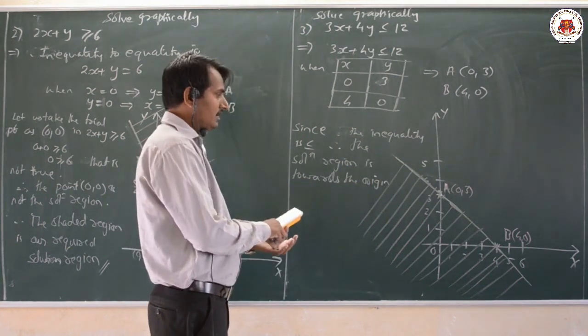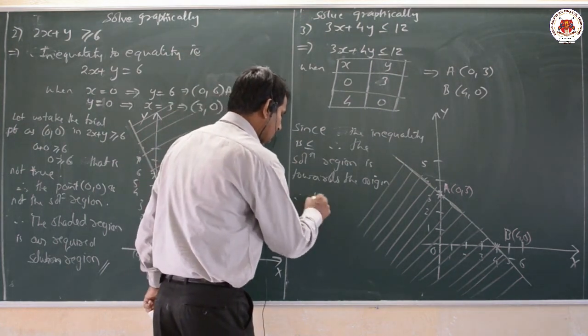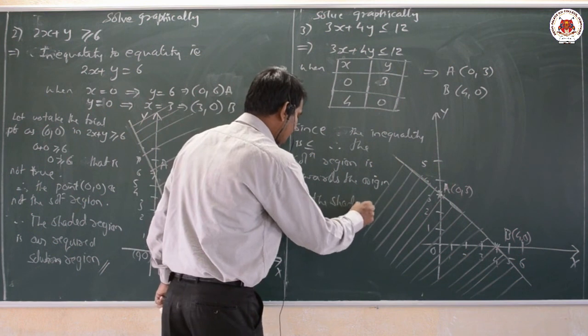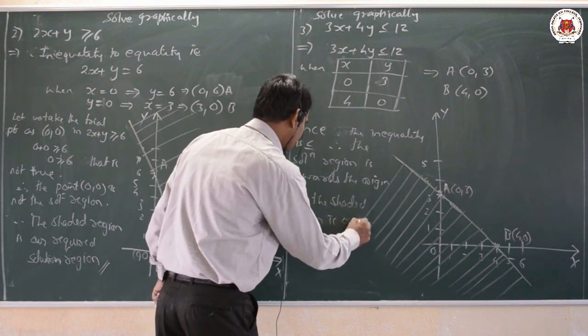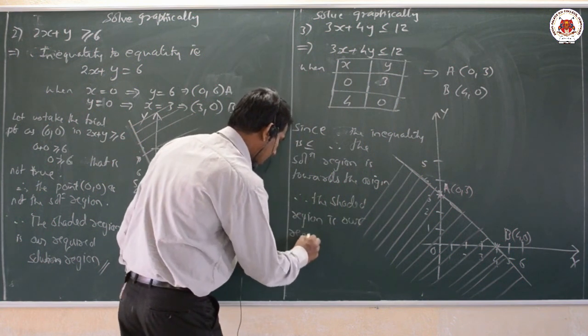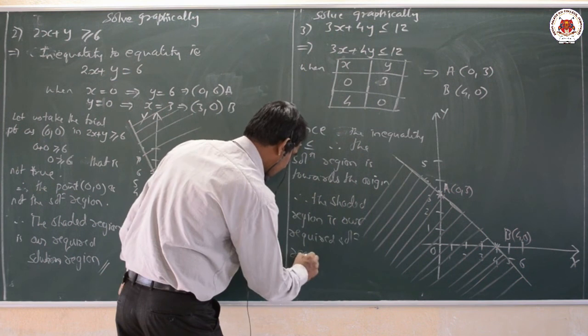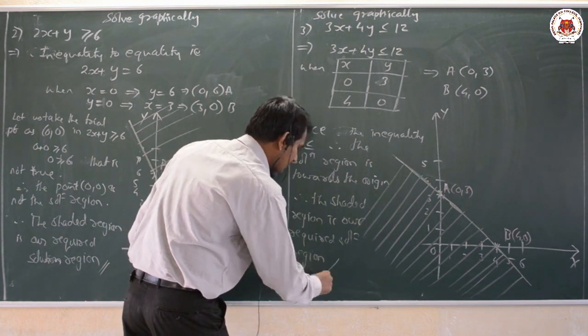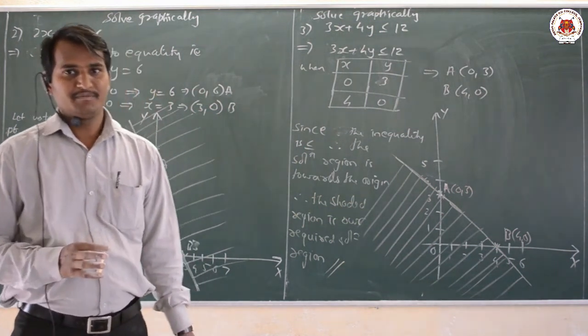And hence we can write out the conclusion. What is the conclusion here? Therefore the shaded region is our required solution region. That is nothing but our required answer. Very, very simple and easy problem here.